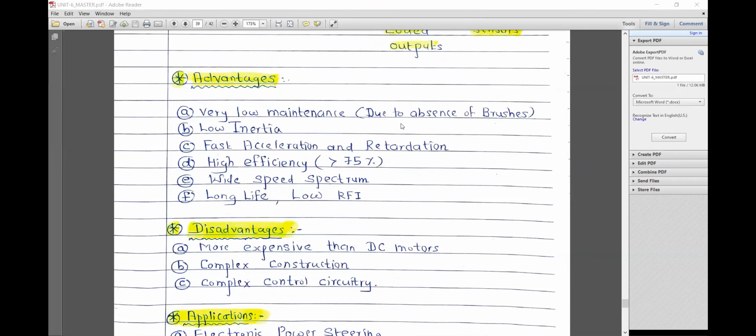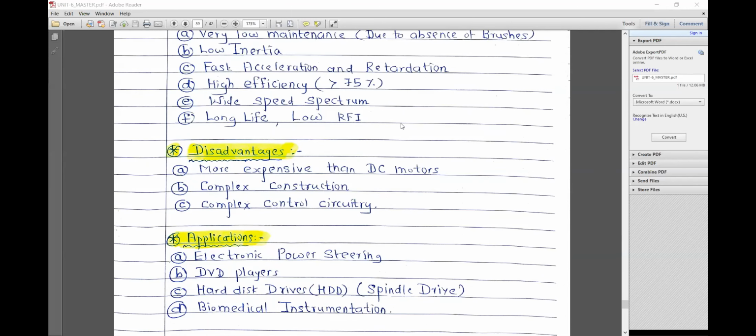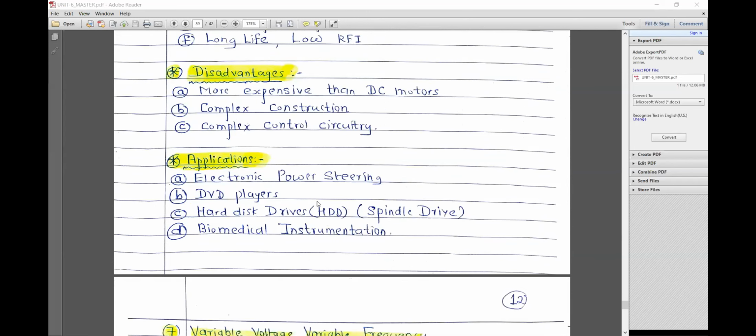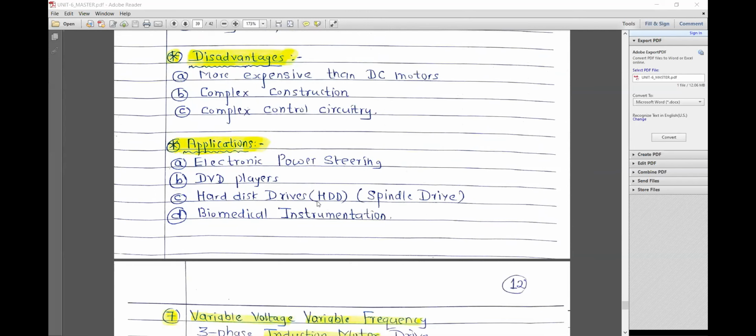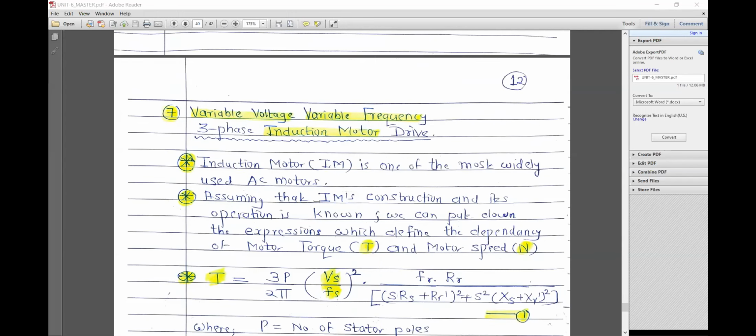Are you able to hear? Then we have advantages, disadvantages, and applications. So the BLDC motor is very special. These are all the relevant applications which we can relate to in day-to-day life. Electronic power steering: no cars in this world in the last 5-6 years are without power steering. Electronic power steering uses BLDC motors, as do DVD players, hard disk drives, and biomedical instrumentation. Clear?